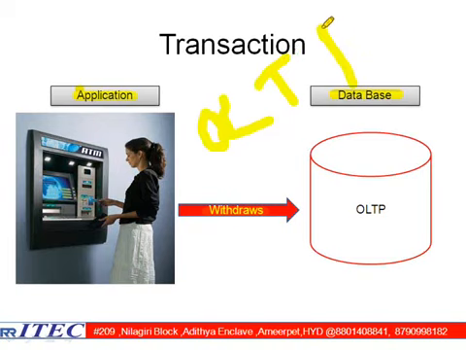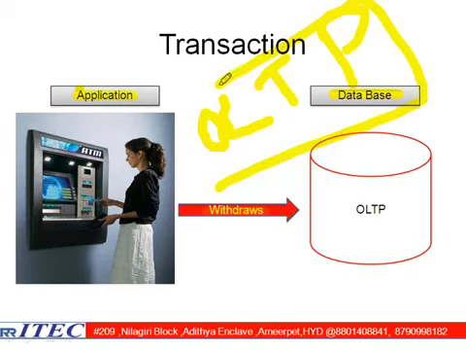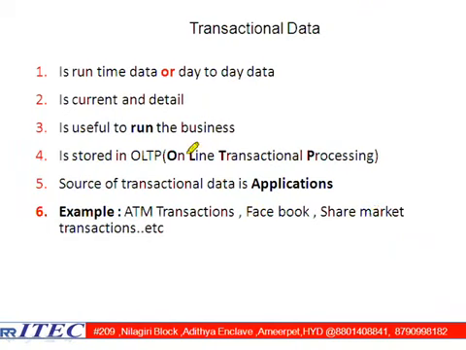Moving data from application to database is called one process. Together it is called what, sir? OLTP. That's how the database name came as OLTP. So transactional data is stored in one area that is called OLTP. OLTP stands for online transactional processing.